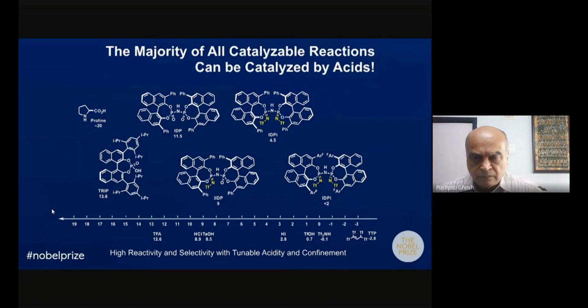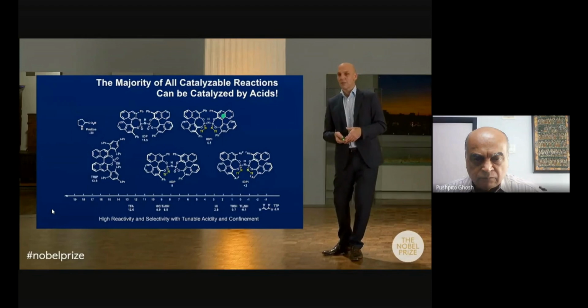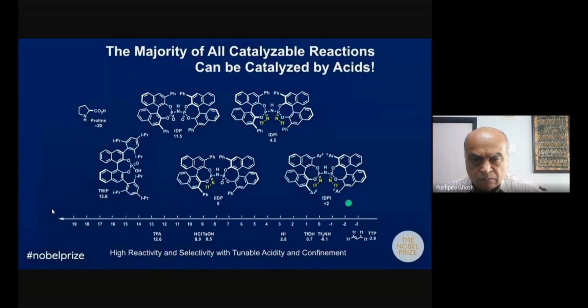And so over the years then we have advanced our little proline molecule, which is a Brønsted acid, don't forget, that has a pKa of around 20, to much more acidic and also more complicated acids that in the meantime have reached acidities on the pKa scale in acetonitrile of below 2 units. So that means these rival the acidity of superacids like triflic acid, for example.